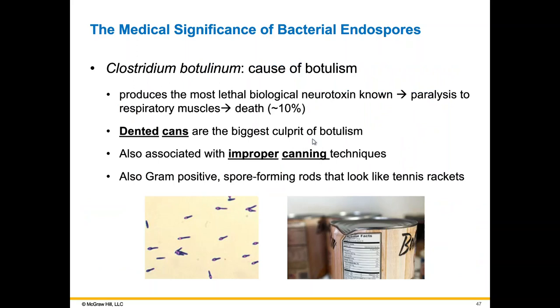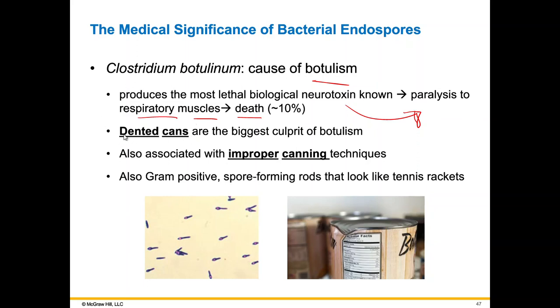Who knew? All right, next, Clostridium botulinum. This bacteria is the cause of botulism. What it has the capability of doing is making a neurotoxin that can lead to paralysis. And if you have paralysis to your respiratory muscles, you can't breathe, and you can die. That's about 10% of the time. So pretty high rates of mortality there.